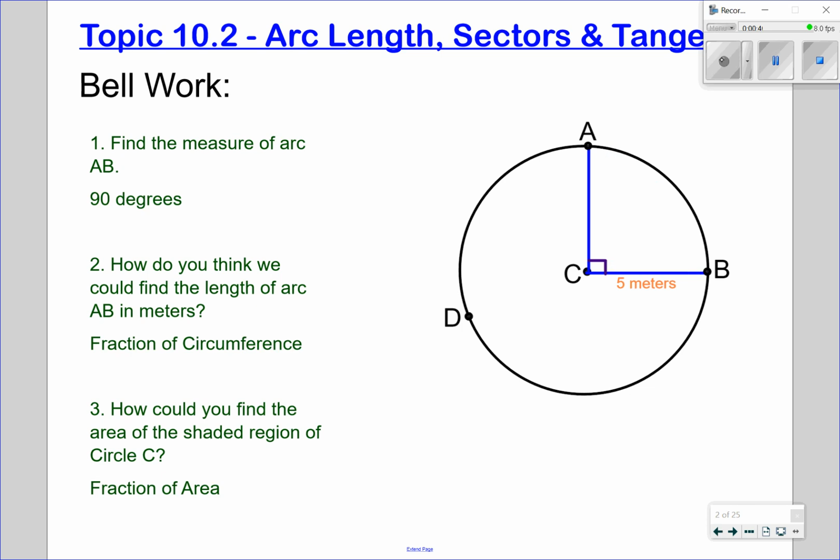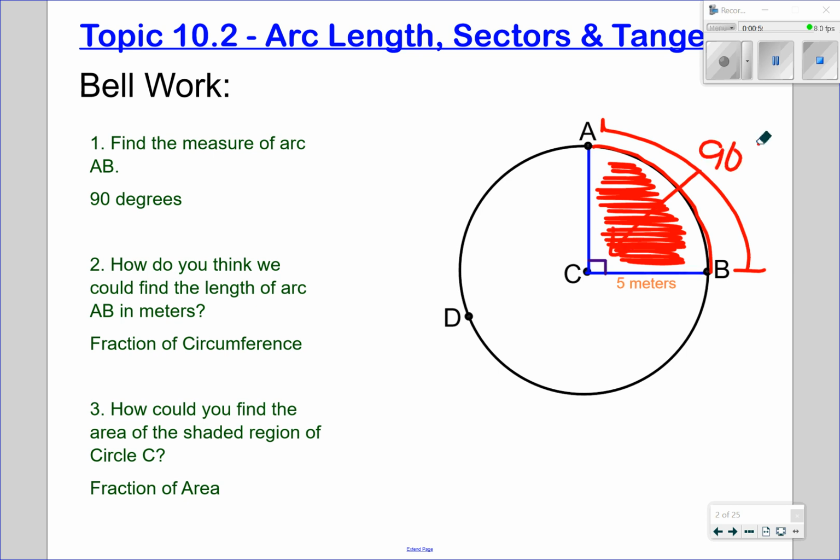Hopefully you were able to determine number 1 for sure. So our shaded region is this guy, but number 1 says find the measure of arc AB. Arc AB is this piece right here, and remember arc measure is equal to the central angle. So this should have been 90 degrees.